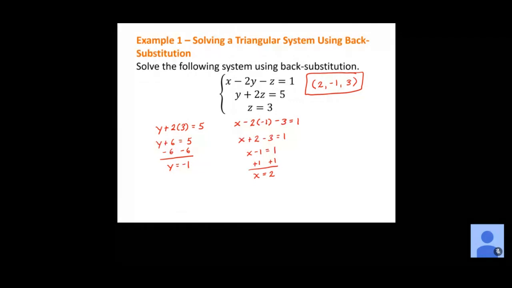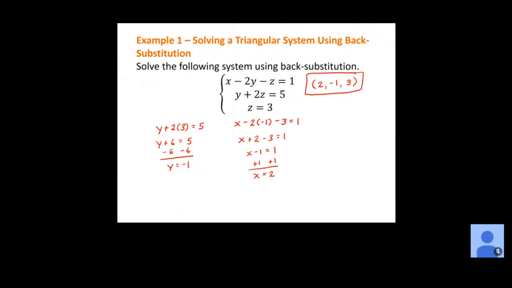Now, obviously not all of our systems are going to be that basic, right? We're not always going to know the value of one of our variables to be able to just substitute and find the values of the others. So there is going to be some work involved, and that's what we're going to look at next.